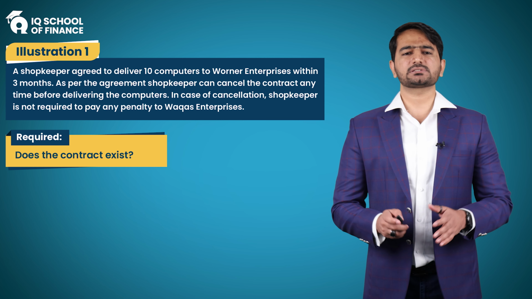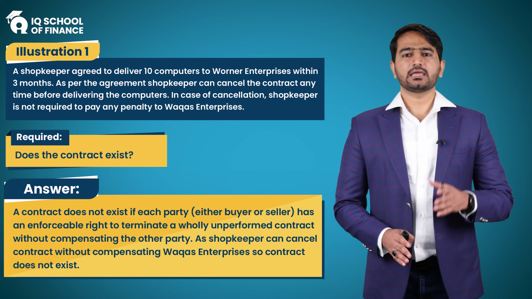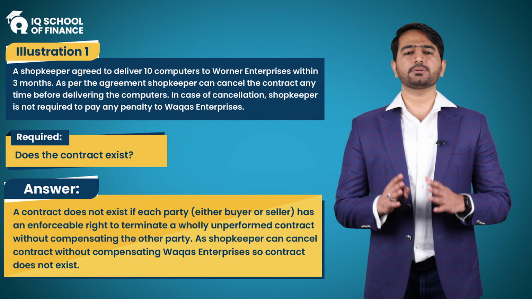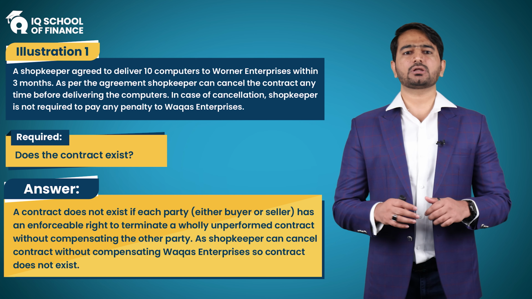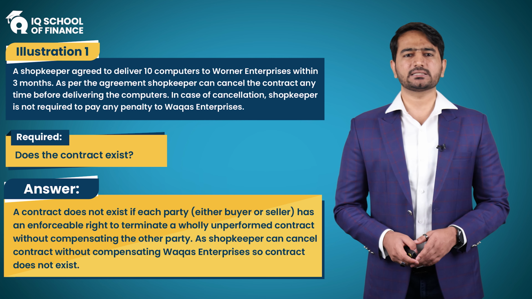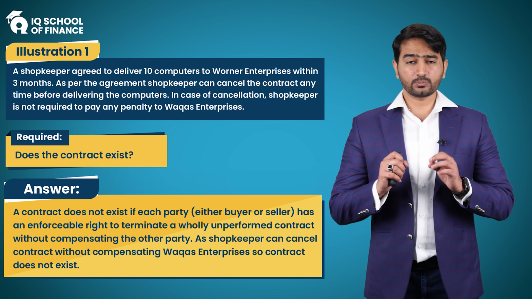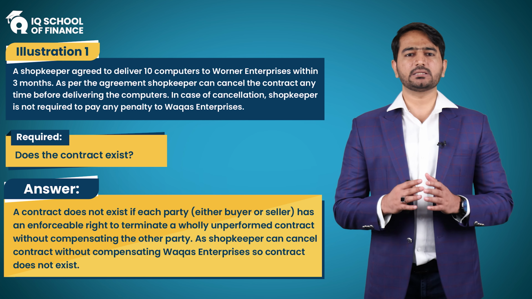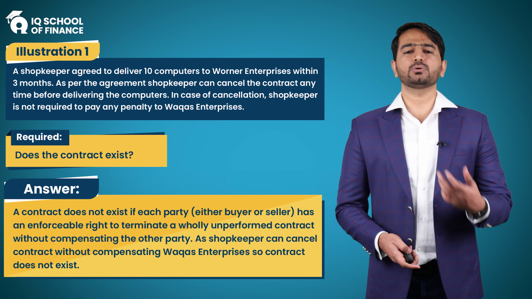I have also drafted a simple solution for this. Let's read it. It says, a contract does not exist if each party, either buyer or seller, has an enforceable right to terminate a wholly unperformed contract without compensating the other party. As the shopkeeper can cancel the contract without compensating Warner Enterprises, and Warner Enterprises can also cancel the contract without compensating the shopkeeper, therefore there is no contract under IFRS 15. But once the shopkeeper delivers the computers, Warner Enterprises will be bound to pay the money. Or once Warner Enterprises pays the money, the shopkeeper will be bound to deliver the computers.